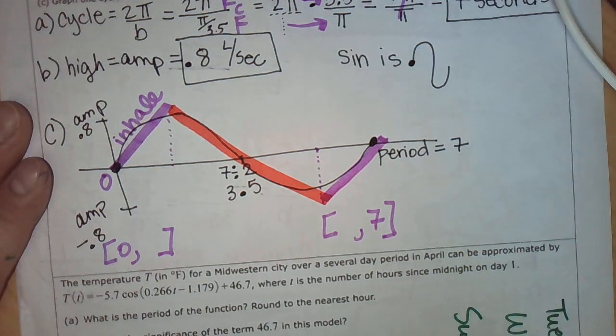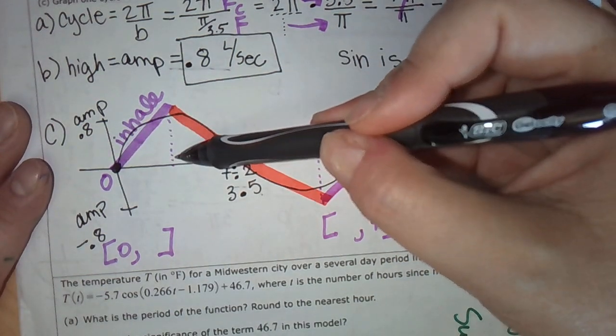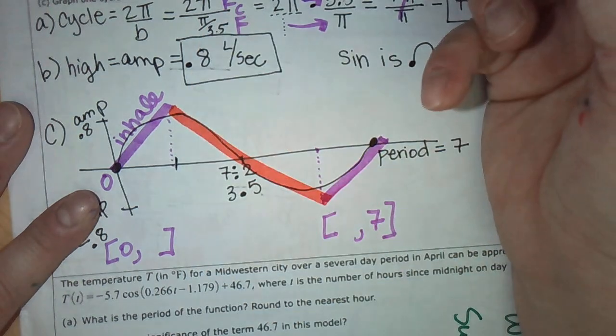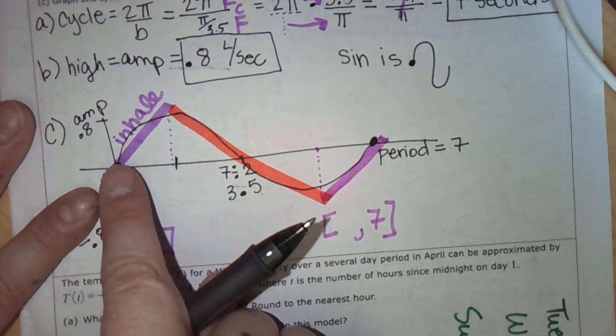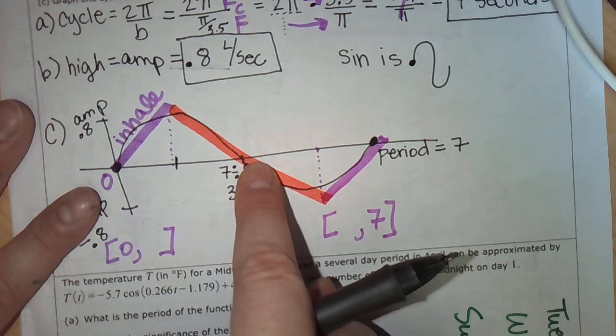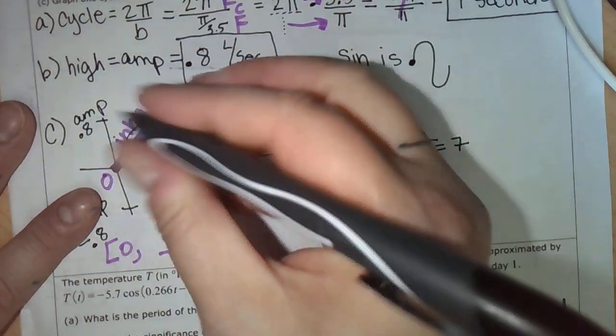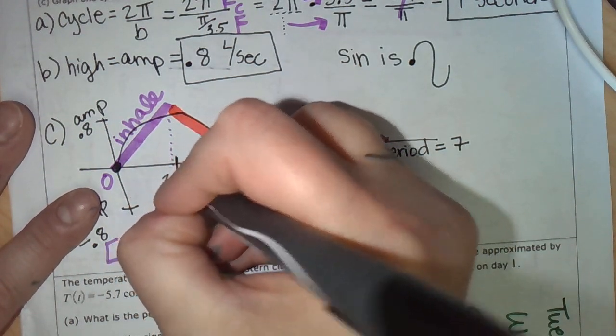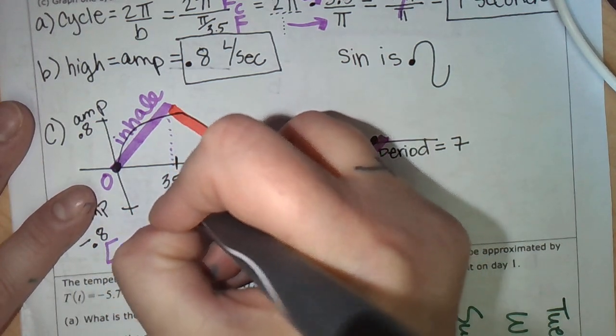Okay, we have to find what this x value is. Well, sine is symmetrical. So if the whole thing is 7, divided by 2 is 3.5, divided by 2 again to find this middle piece. And that should be 1.75.